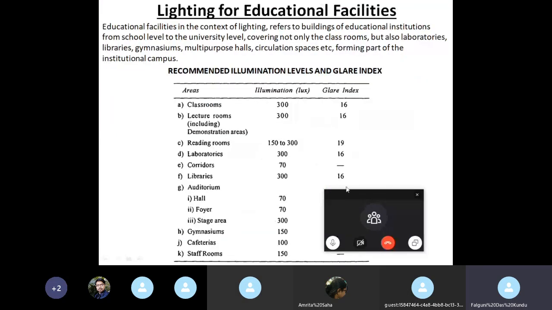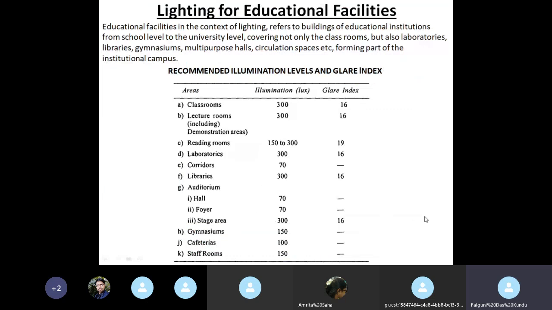In the previous class, we discussed the lighting design for the office. Today we are going to discuss the lighting for educational facilities, lighting design for hospitals, and the design calculations. That means how do we calculate the design for lighting purposes.